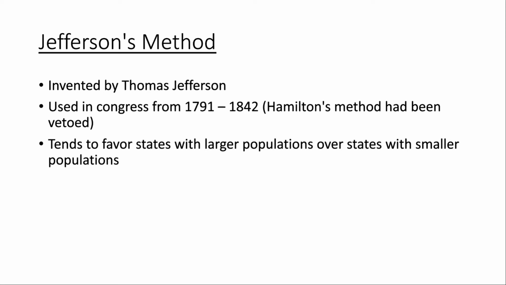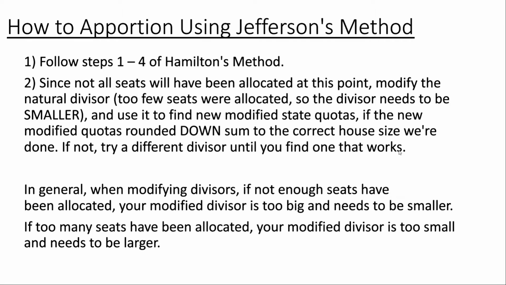Some history about it. It was invented by Thomas Jefferson. It was used in Congress from 1791 to 1842. This was after Hamilton's method had been vetoed. And Jefferson's method tends to favor states with larger populations over states with smaller populations. Now we'll talk about how to allocate seats using Jefferson's method.